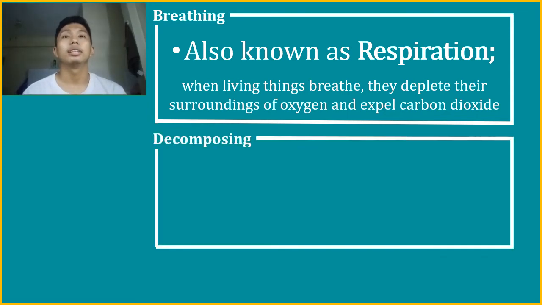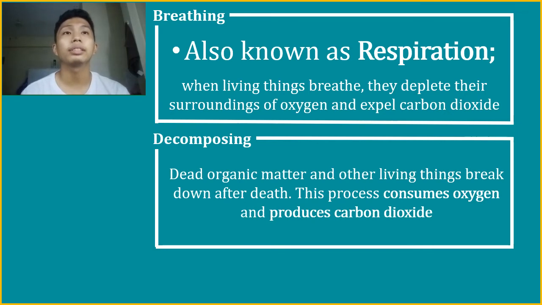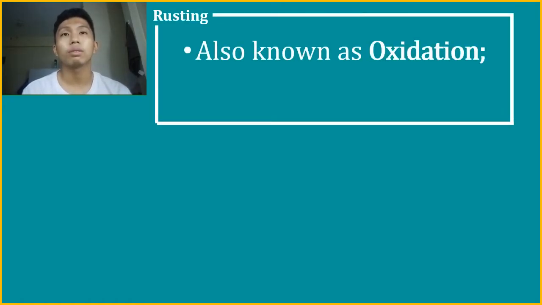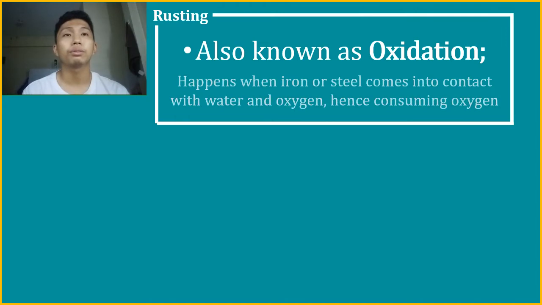Decomposing is the process by which dead plants and animals decompose after death. The process consumes oxygen while producing carbon dioxide. Rusting is also known as oxidation. Rusting consumes oxygen.